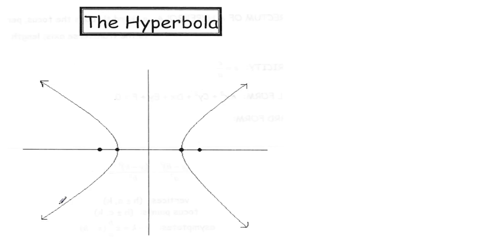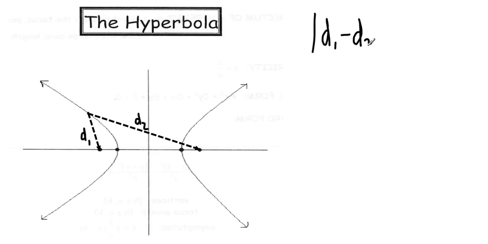Okay, so let's look at a given point. We can pick any point on the hyperbola, let's say this one right here. The difference of the distance from that point to one focus minus the distance to the other focus: if we call this D1 and this D2, then the absolute value of D1 minus D2 is some constant that is the same number for any point along that hyperbola. All right, so that's the definition.